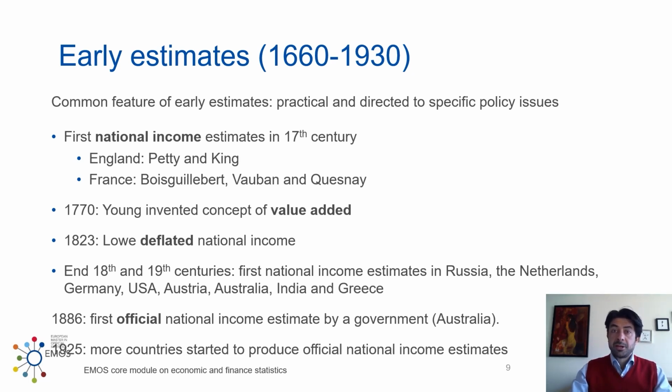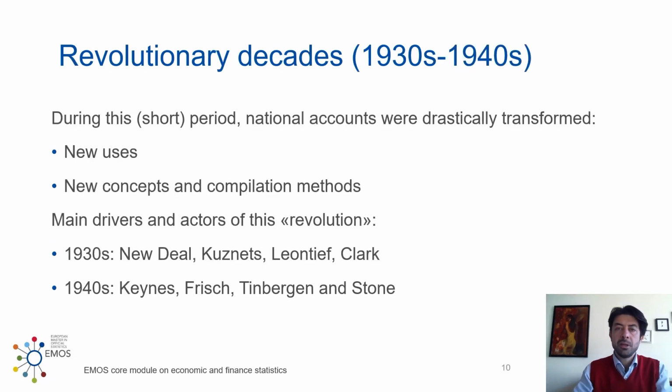In the 18th and 19th centuries, attempts to measure national income were then carried out in several additional countries. But it was only in 1886 that a country produced the first official government national income estimate, and this was Australia. And it took until 1925 before more countries followed and produced official government estimates. The early attempts were very important for the future development of national accounts.